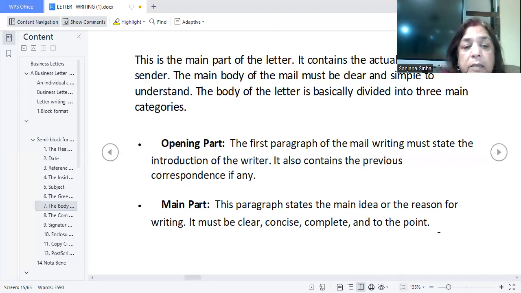Then there's the main part. The second paragraph states the main idea, the reason for writing the letter. It must be clear, concise, and complete. Concise does not mean leave it incomplete. Concise means writing completely in short words, in short sentences, and to the point.